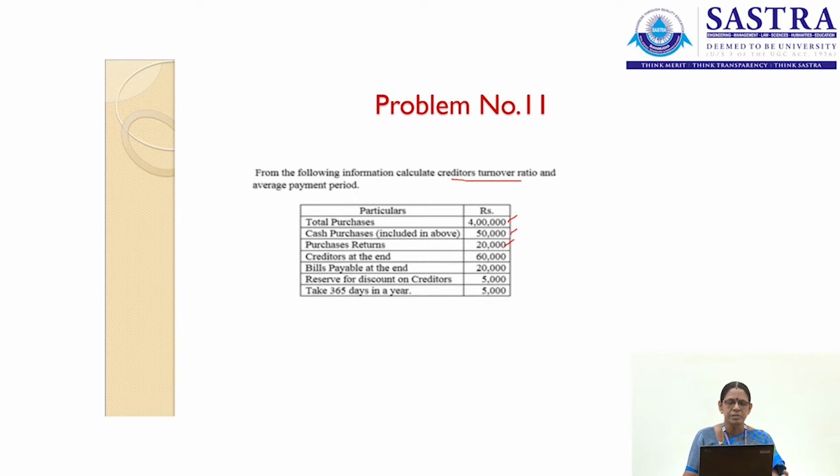Creditors at the end is 60,000, bills payable at the end is 20,000. So this will be taken as a denominator. Reserve for discount on creditors: as bad debts provision is not taken for your debtors, in the same way reserve for discount on creditors should also not be taken. Now, take 365 days in a year.